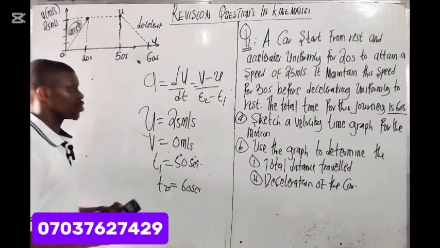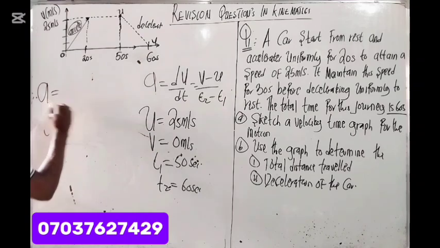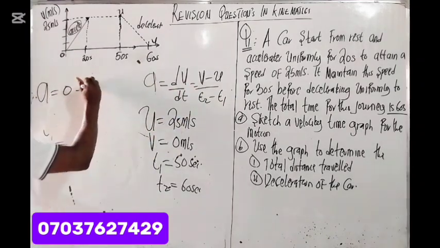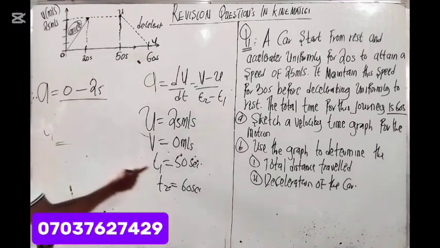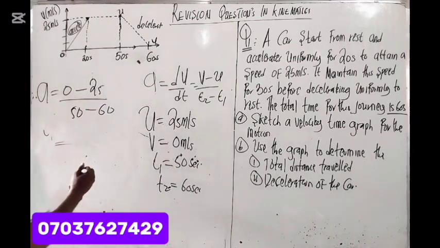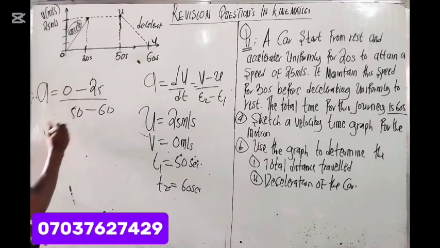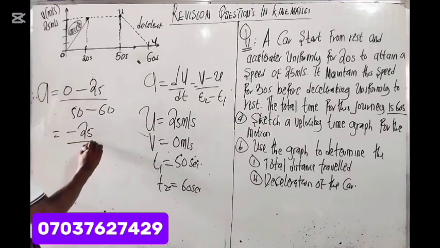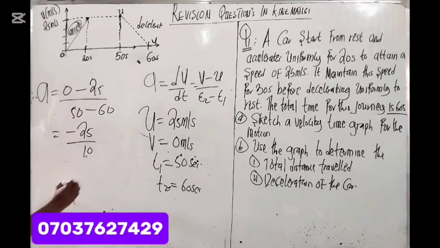Because it's deceleration, you have a equals final, which is 0 minus 25, over 50 minus 60. So it's going to be minus 25 over 10.